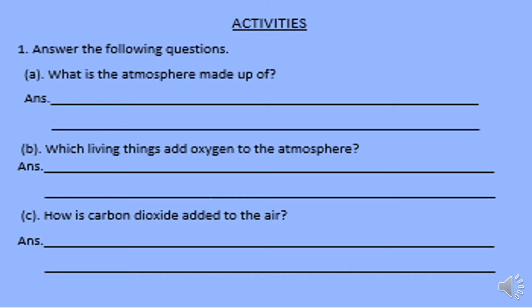C part is, how is carbon dioxide added to the air? I have explained in the lesson that animals and human beings give out carbon dioxide which is being used by plants. When animals and human beings breathe, they inhale or take in oxygen gas and give out or exhale carbon dioxide. So animals and human beings add carbon dioxide gas to the air.